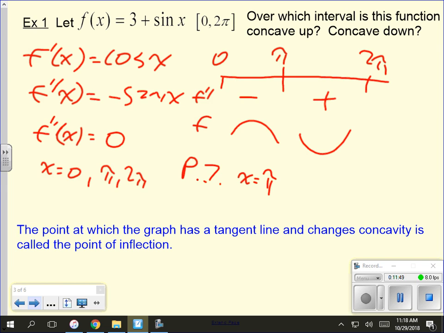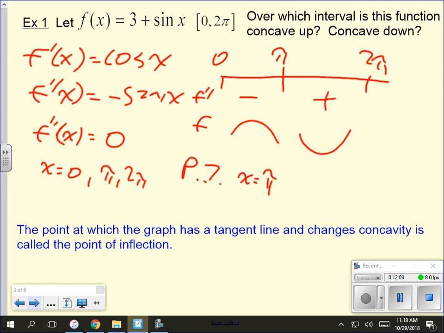Okay, it doesn't happen very often. Usually if the second derivative is 0, you have a point of inflection. If it's undefined, that's where you might not have a point of inflection and might not change concavity. It kind of depends. Once again, there are no guarantees, but those would be the only places where it can happen.